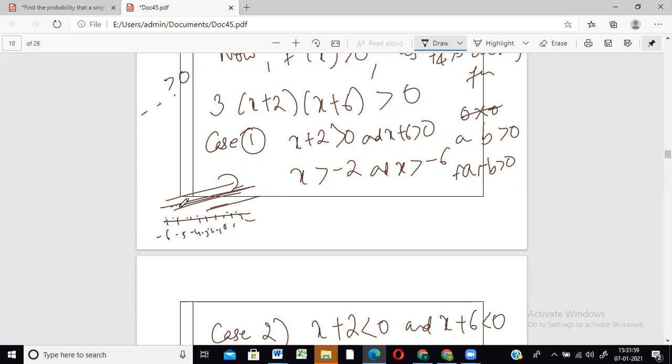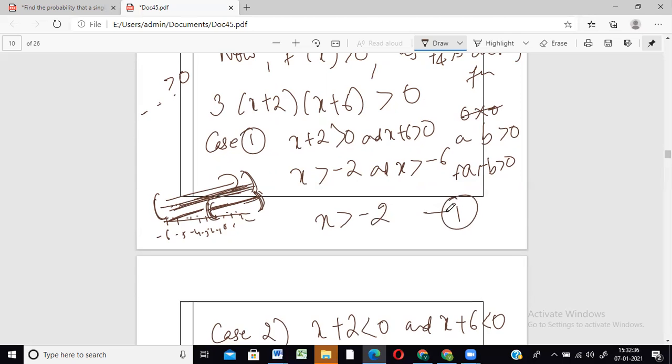This range is x greater than -6, and this range is x greater than -2. This one fits fully, but what about the numbers -5 and -4? They're not fitting in this range, correct? We have to take the range which is common to both. Which one is common to both? This is that one range: x greater than -2. That's the range which is common to both, so we will take this region.